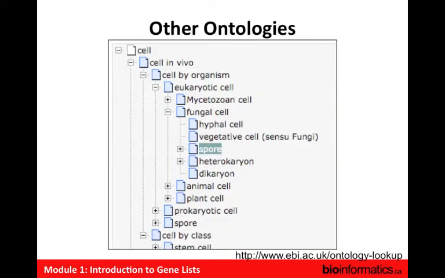Gene ontology is not the only ontology that's available. There are quite a few others, and gene ontology is just the most popular one. There's a site called Ontology Lookup. I don't know if this URL has been updated, but you can browse around about 100 different ontologies, and some of the ontologies might be useful for you. For instance, there might be a human phenotype ontology, or a disease ontology, or a cell type ontology, which the gene ontology doesn't cover.